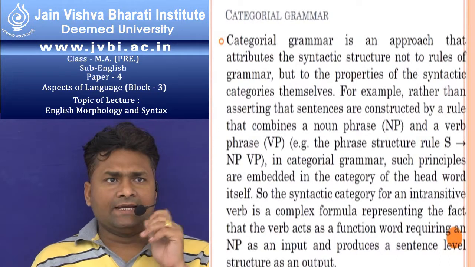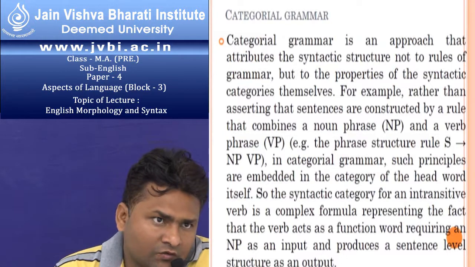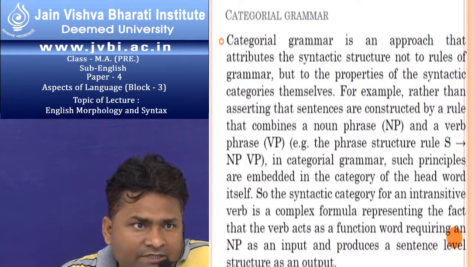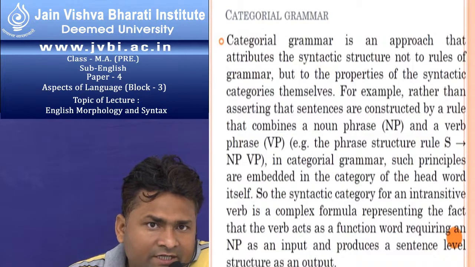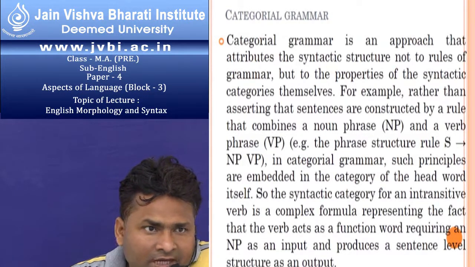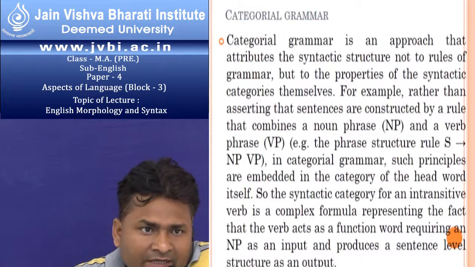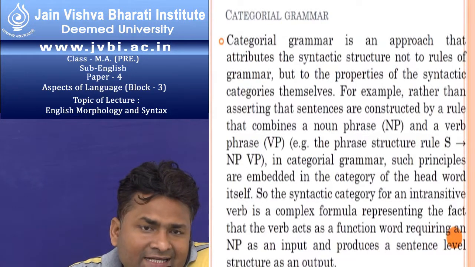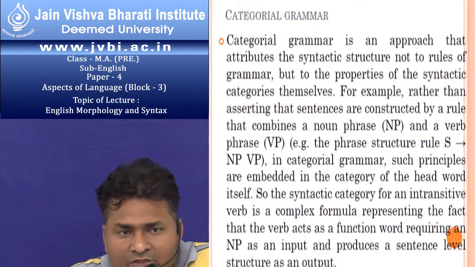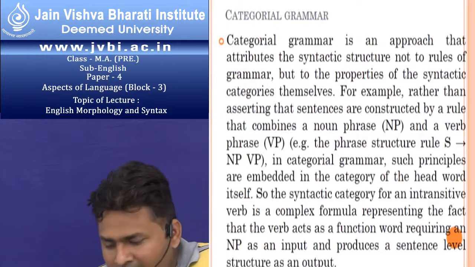Now we would like to discuss categorial grammar. Categorial grammar is an approach that attributes the syntactic structure not to rules of grammar, but to the properties of the syntactic categories themselves. For example, rather than asserting that sentences are constructed by a rule that combines a noun phrase and a verb phrase, the phrase structure rule S goes to NP VP, in categorial grammar such principles are embedded in the category of the head word itself. So the syntactic category for an intransitive verb is a complex formula representing the fact that the verb acts as a function word requiring an NP as an input and produces a sentence as an output.